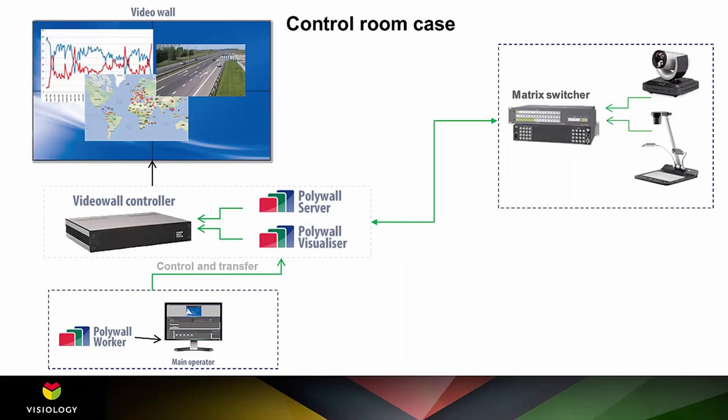This is a common control room use case chart, where the video wall is the main part. It is connected to a controller with Polywall Visualizer and Polywall Server installed on it. Polywall Worker is running on the operator's computer, so the operator drops sources to the video wall directly from his machine. Conference and document cameras are used as hardware sources and are connected via a matrix switcher.